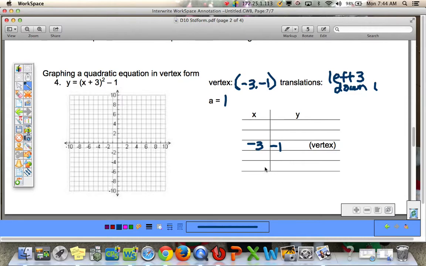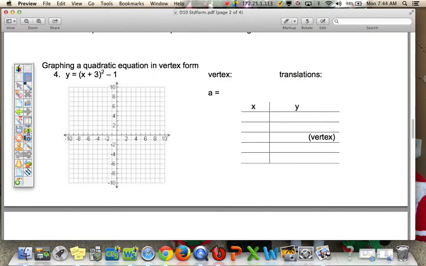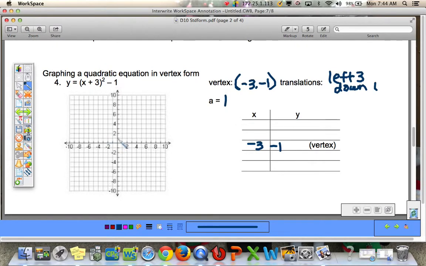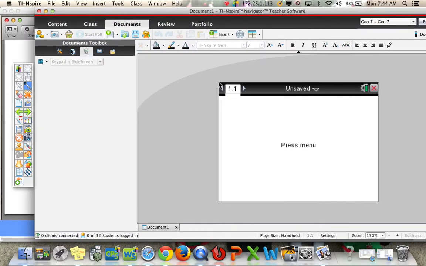And to find all your other points, you could plug into the function, or you could type the equation in your graphing calculator, which I'll load. And then we can use the table in the graphing calculator to graph. So again, our vertex would be negative 3, negative 1. It's going to be a regular U-shape because a is a positive value. So now if we go to our graphing calculator, let's see if this will load here.